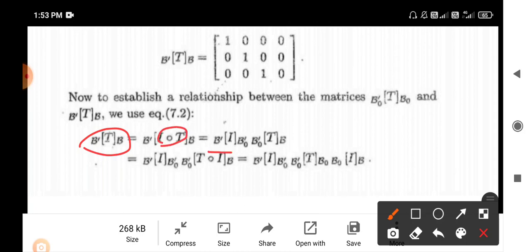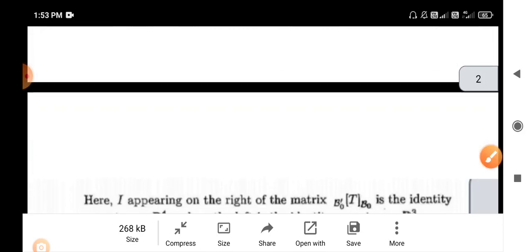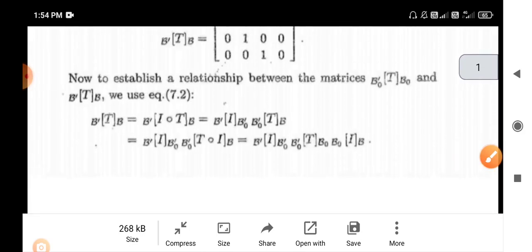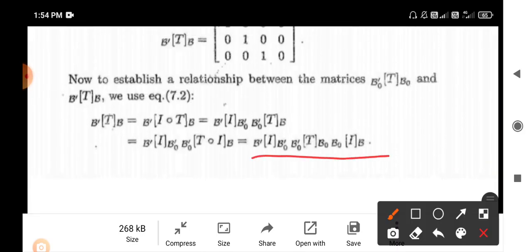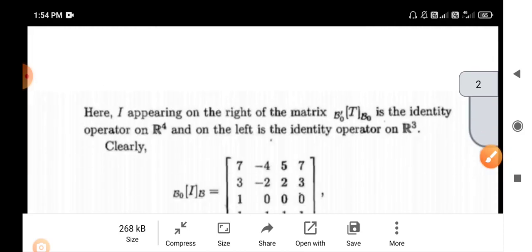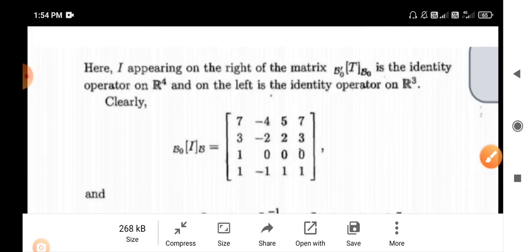I composite T, by the composition formula, can be written as the matrix of representation of I from B0 dash to B dash, into the matrix of representation of T from B to B0 dash. Then we substitute this relationship and get the matrix in terms of this product. Now calculate this product. The I on the right of the matrix of linear operator T from B0 to B0 dash is the identity operator on R4, and the left identity is the identity operator on R3.